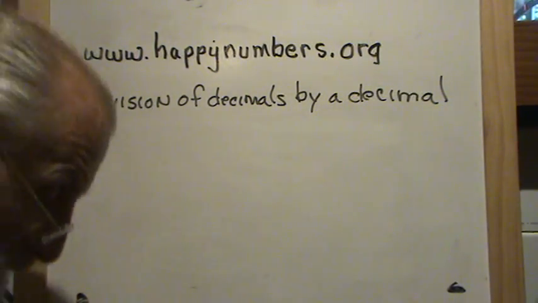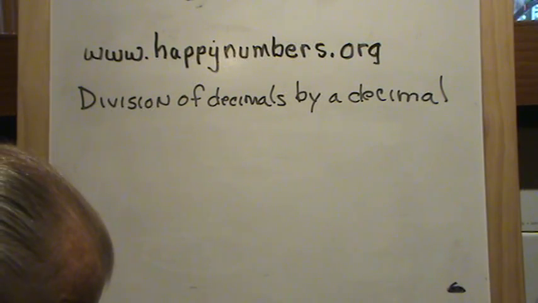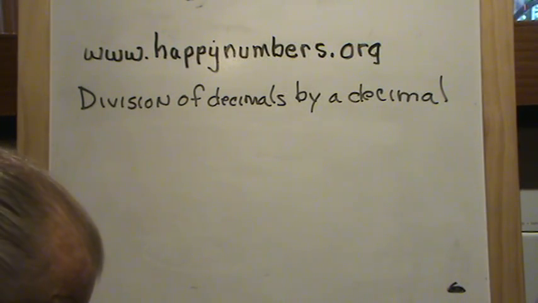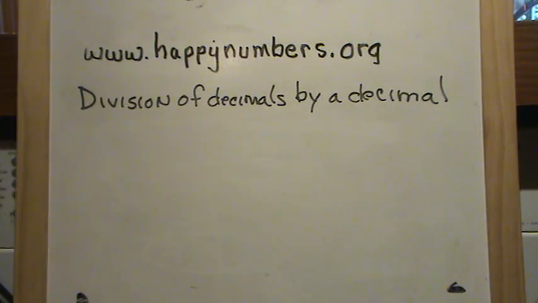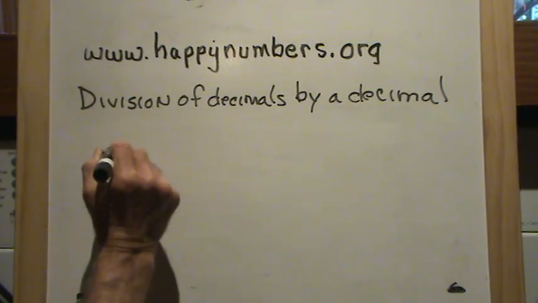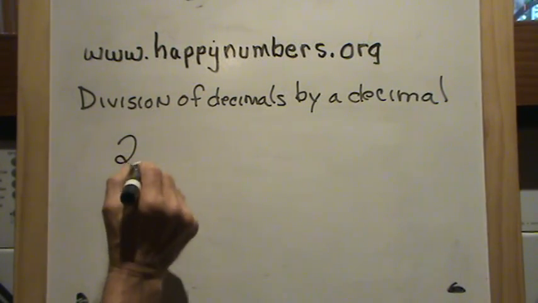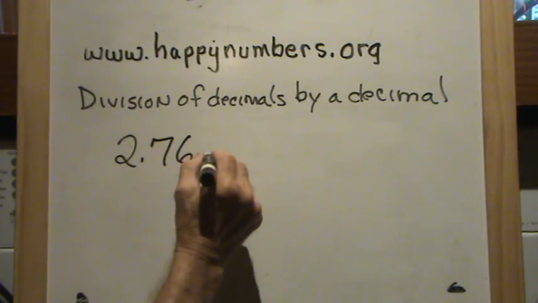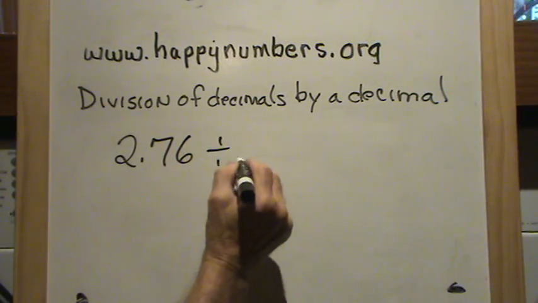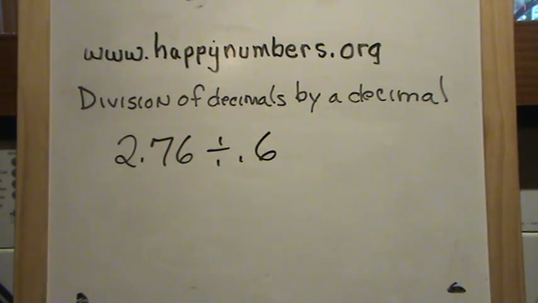So again, just to repeat myself, the skill is to make sure that you change the divisor into a whole number. Here's a problem for you to do. Put the video or DVD on pause, work the problem, and then turn it back on and we'll take a look at it.